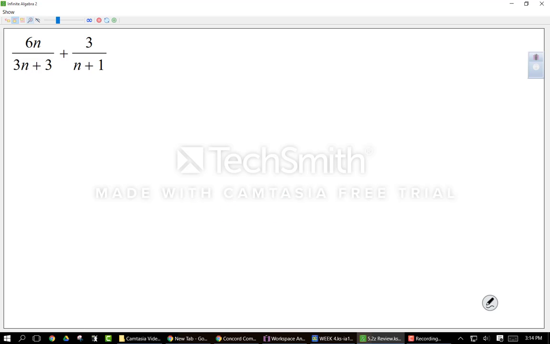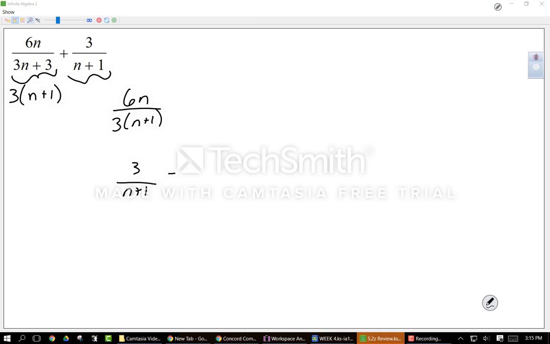So I need to make sure I have common denominators. So again, I need to factor fully. That n plus 1 can no longer be factored, it's in its factored form. So n plus 1 has to remain there. This here, the 3n plus 3, if we think about it, both of them have a 3 in there. What am I left with? A 3 times n plus 1. So I have the 6n over the 3 times n plus 1, and then the 3 over the n plus 1.